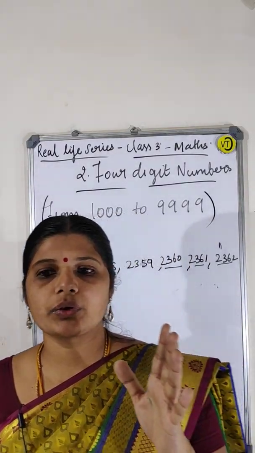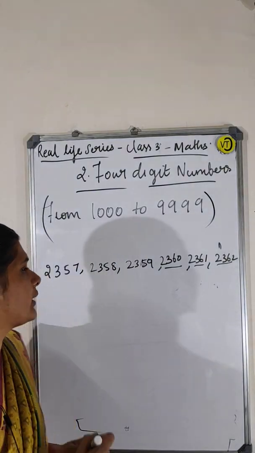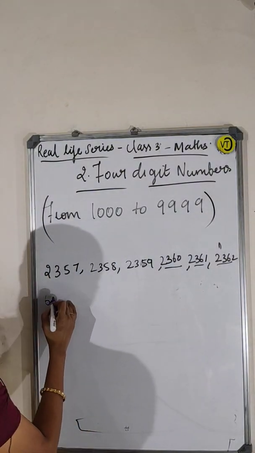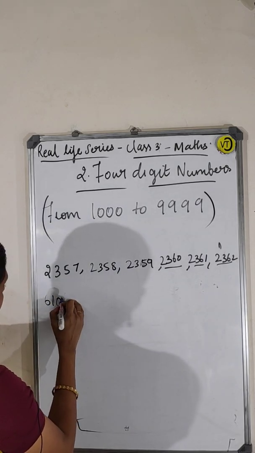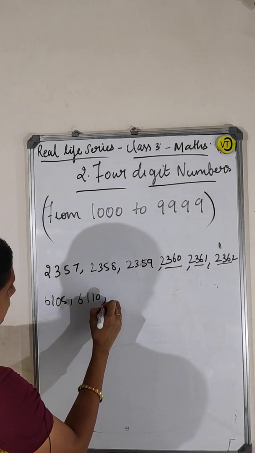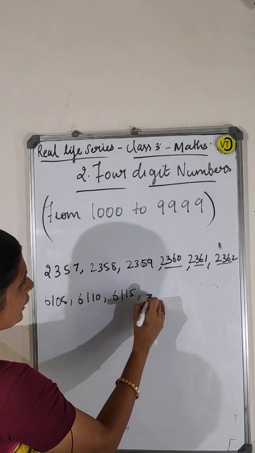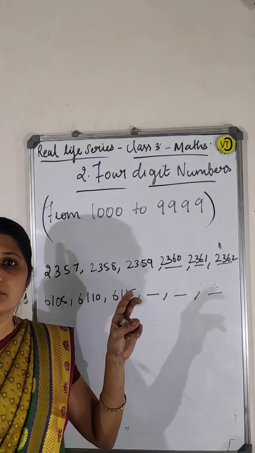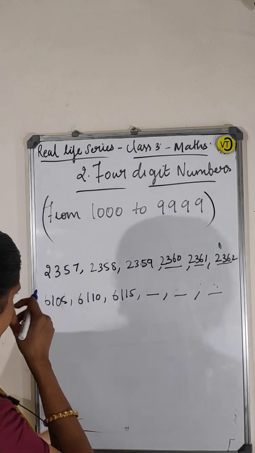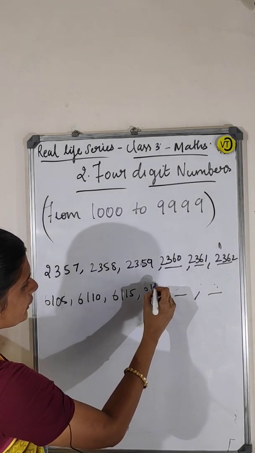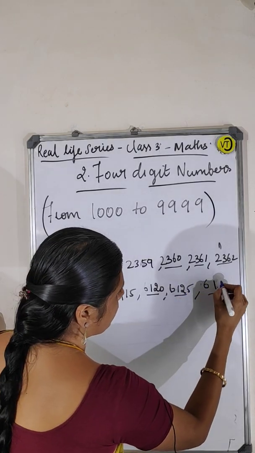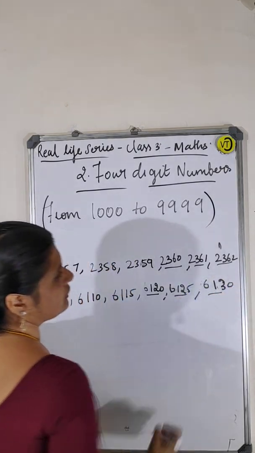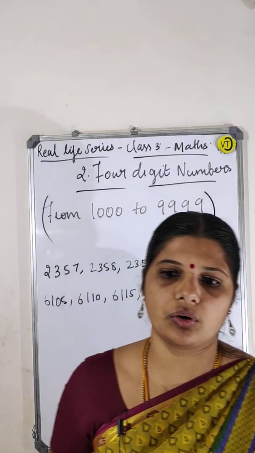2361. 2362. Easy, right? Now one more. 6105, 6110, 6115. So 6105, right? Okay. 6105, 6110 and 6115. You have to add 5 with that. Okay. 6120, 6125, 6130. This way the pattern will be going on.